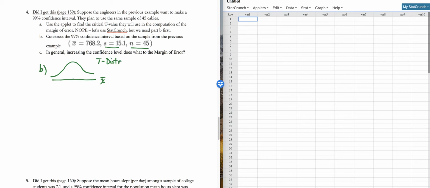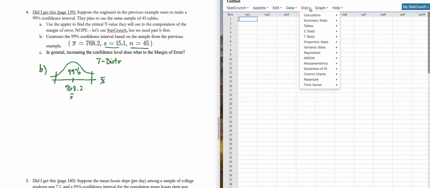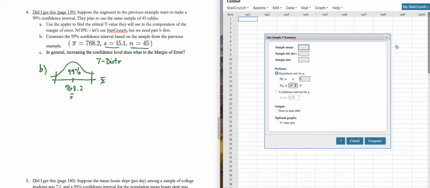For making a confidence interval, we know that this will be centered at our x bar value of 768.2. And then we are finding the left and right endpoints that enclose 99% of this curve. All right, so we're going to go to StatCrunch for this. Over here, we're picking stat, t-stats, because we're using the t-distribution. We have one sample, and we have the summary of that sample, not the data.